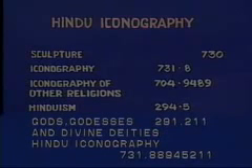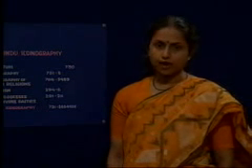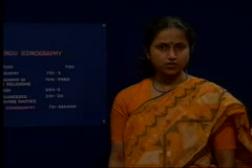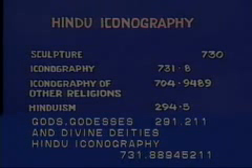The number for iconography of other religions is 704.9489, in which we have to add only 89, that is the number following 704.94. Now we have to add the number for Hinduism. The number for Hinduism is 294.5, in which we have to add only 45, that is the number following 294.